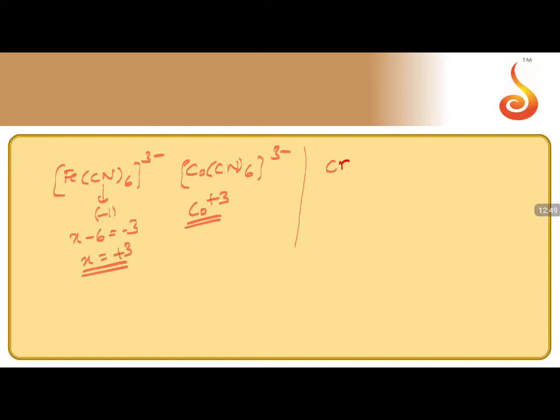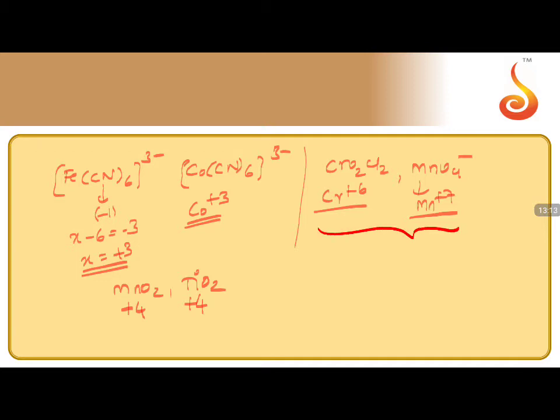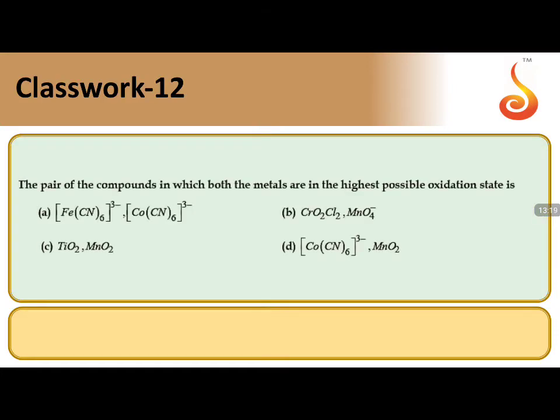But if you take CrO2Cl2, here chromium will be in +6 oxidation state. MnO4 minus, here manganese will be in +7 oxidation state. And MnO2, TiO2, this is in +4 oxidation state. This is also in +4 oxidation state. So the maximum oxidation state is observed in the case of chromium and manganese, chromyl chloride and MnO4 minus compound. So the highest is possible only in option B.